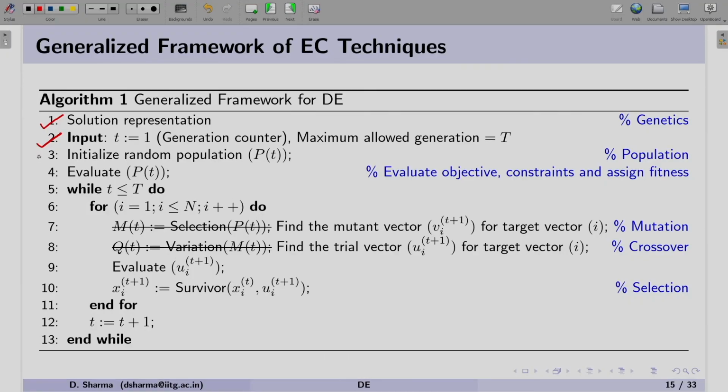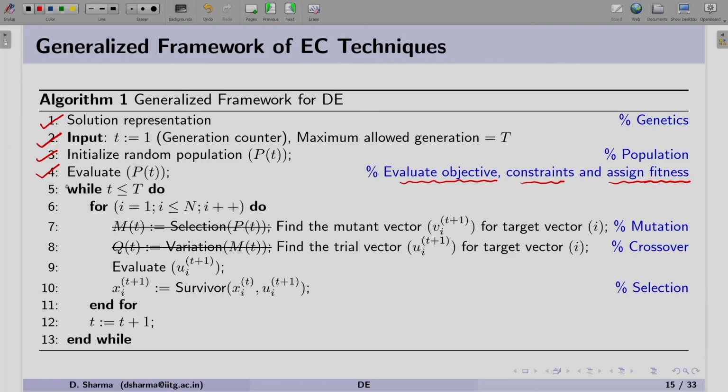As we know, for an evolutionary computation technique, we have to set certain inputs that will be given to the differential evolution. Thereafter, in step number 3, we initialize the random population, and in step number 4, we evaluate the population. Evaluation of the population means we will be evaluating the objective function, evaluating the constraint, and finally assigning the fitness to each vector. As we remember, in DE, the solution is referred to as a vector.